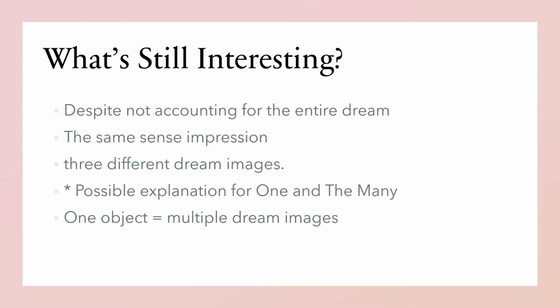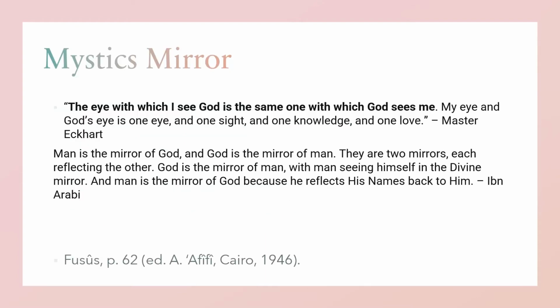I keep thinking about Heidegger here. Heidegger would really critique this, right? Like, we still don't know what that is, right? We don't know what this self is, and so on, right? So this brings me back to the idea of the mystic's mirror, right? And so I'm going to quote Eckhart and Ibn Arabi here.